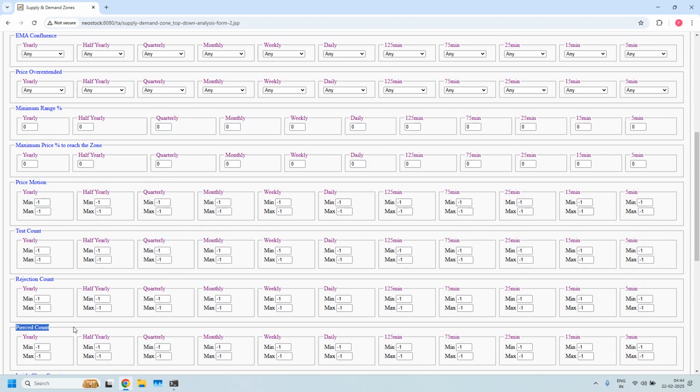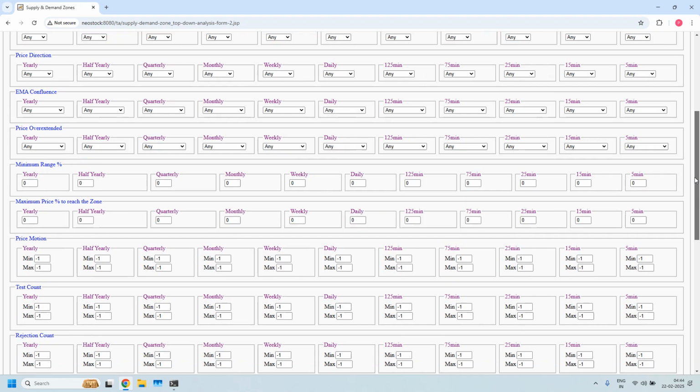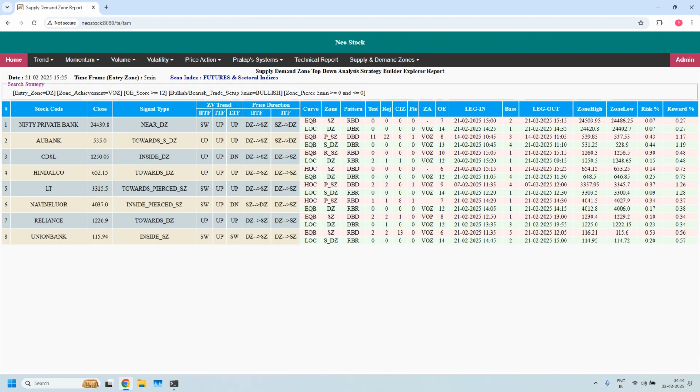In the pierced count, 5 minutes time frame, minimum value 0, maximum value 0, and with all the filters, we got 8 stocks. These 8 stocks are currently supporting the bullish trade setup for hourly income trade, and the entry time frame zones are 5 minutes demand zones. Out of these 8 5 minutes demand zones, how many are having ITF zone confluence? Let us verify further. That is the 5 minutes demand zone with 15 minutes demand zone confluence.